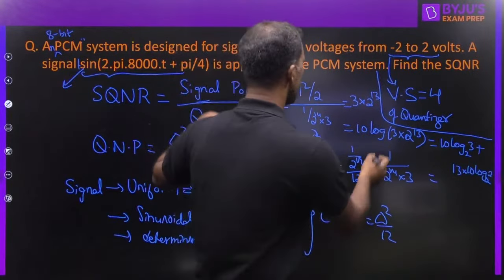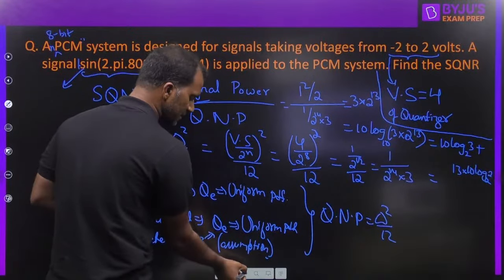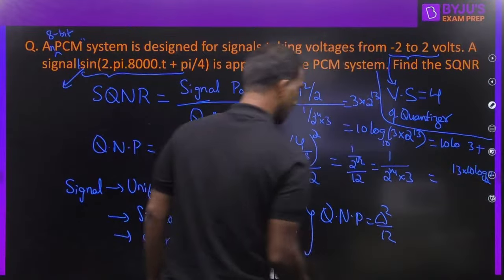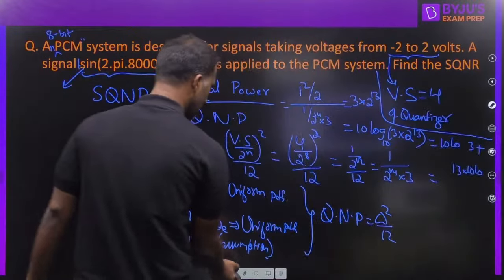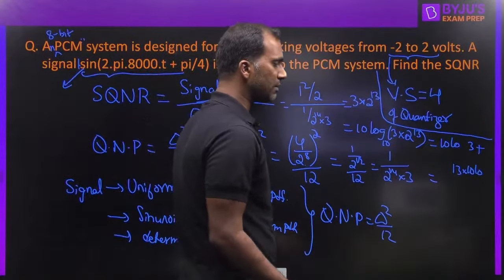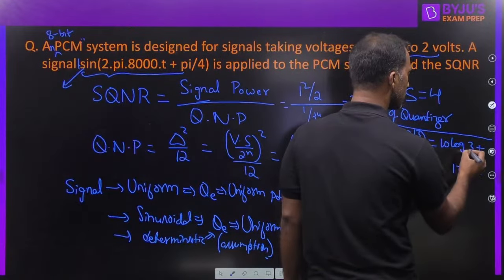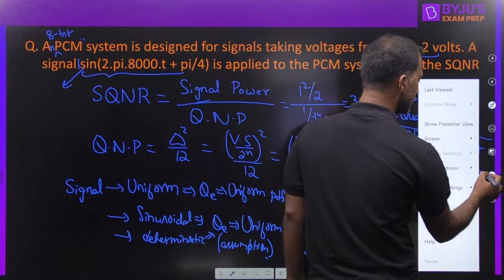Sorry, it is base 10, no? It's not base 2, my mistake. Base 2 we use only in information theory, not here. Here it is only base 10 when we are converting power, energy or current into dB scale. When we are converting into dB scale, we always use logarithm to the base 10 only. 10 log base 10.